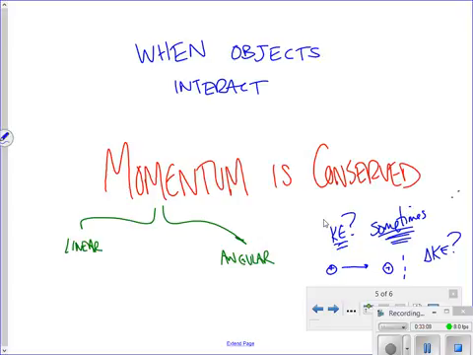I wish I hadn't added that part. Kinetic energy, sometimes, very rarely. All right, but always, always, always, momentum is conserved when objects interact.